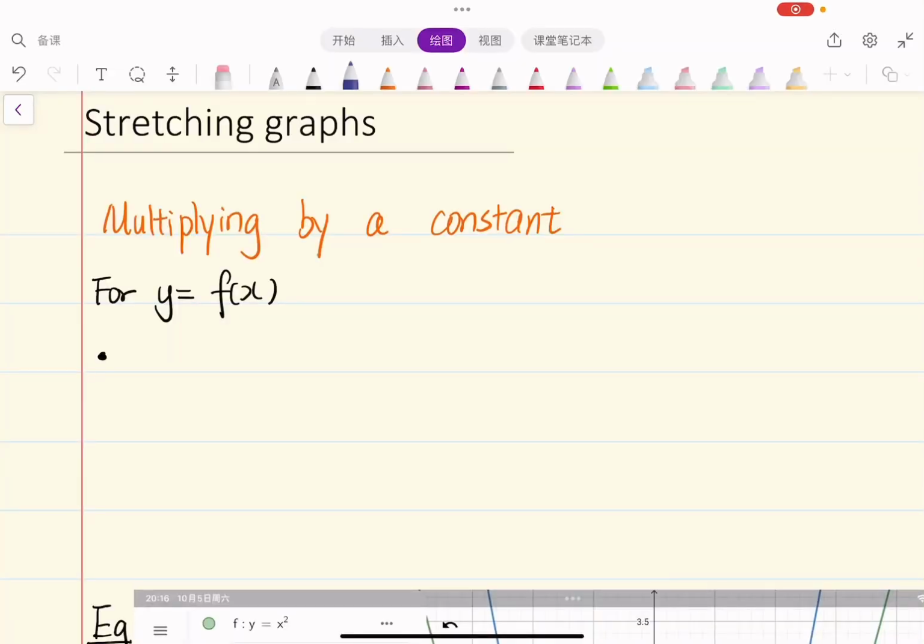Hello everyone, in this video we are going to learn about stretching graphs. When you want to stretch graphs, it's usually multiplied by a constant. So for y equals f(x), you can multiply outside the function. That is y equals a times f(x).